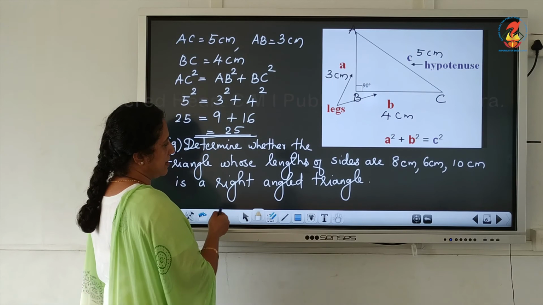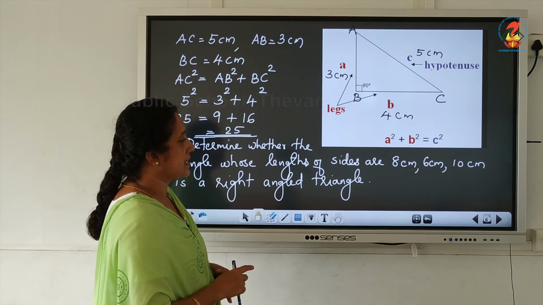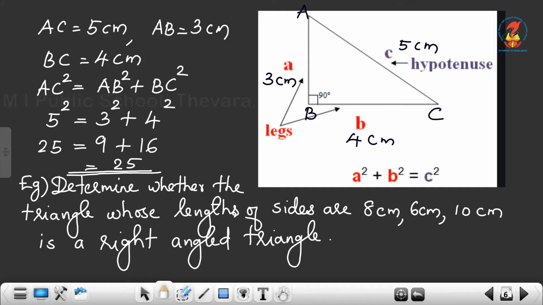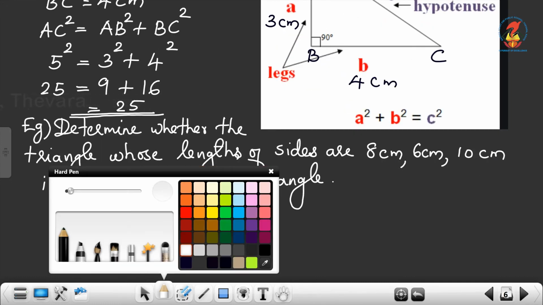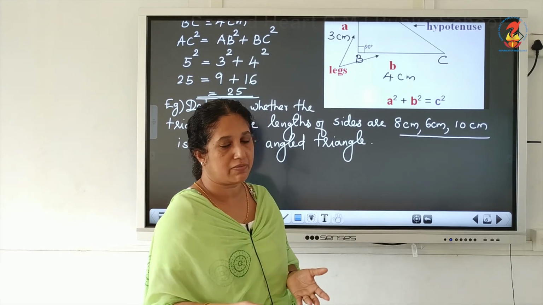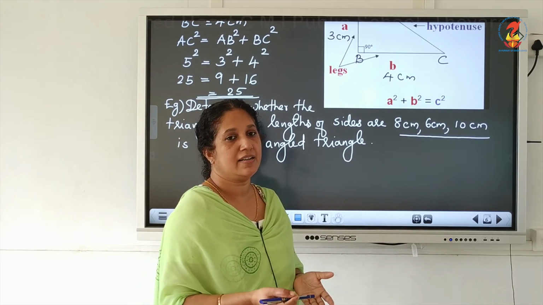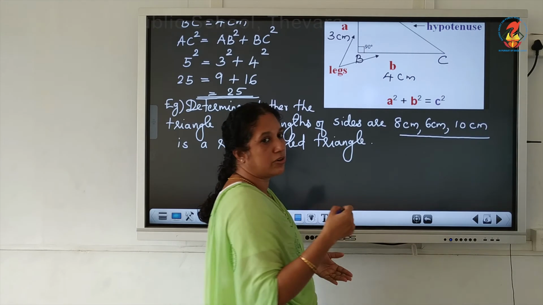Now we can consider another example. Determine whether the triangle whose lengths of sides are 8 cm, 6 cm, 10 cm is a right angled triangle. Now the lengths of the three sides are given. So you have to verify whether the given triangle is a right angled triangle. Out of these three measures, you have to take the length of the hypotenuse as 10 centimeter. Why? Because in a right angled triangle, hypotenuse is the longest side. So the largest measure you have to take as the length of the hypotenuse.